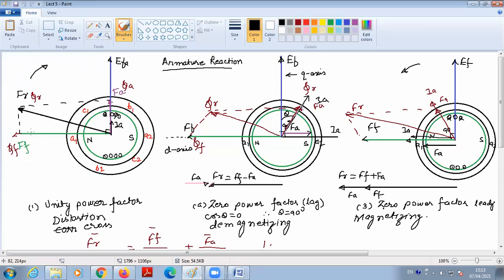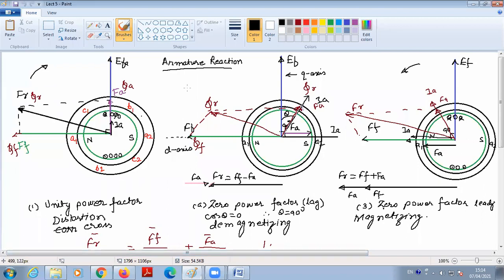Now it will produce the EMF which is lagging by 90 degrees. It is shown by EFA. It is the EMF induced in the armature conductor. A, A conductors are there, isn't it? Now when the current is in the same line, that is a unity power factor, your armature current is there, so it will produce the armature reaction MMF FA. The interaction of FA and FF gives a resultant magnetic MMF, FR or phi R. So it will produce the distortional or cross magnetizing effect.